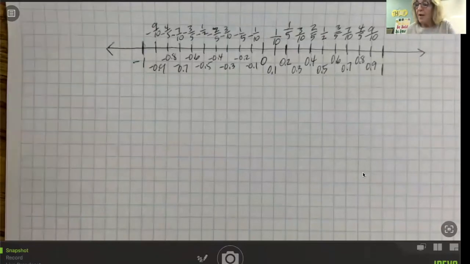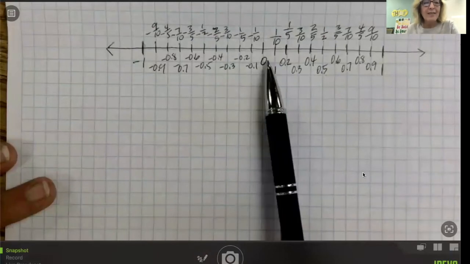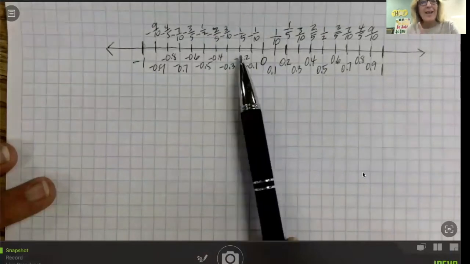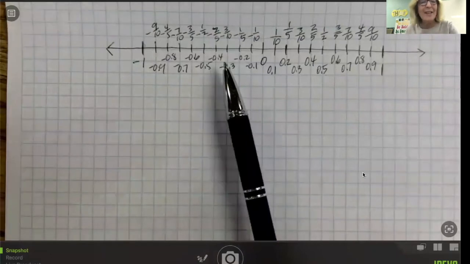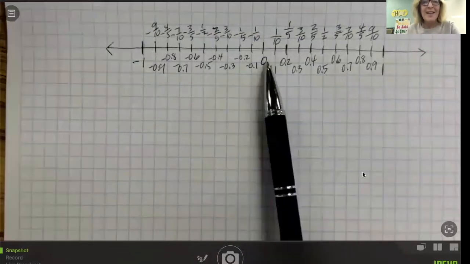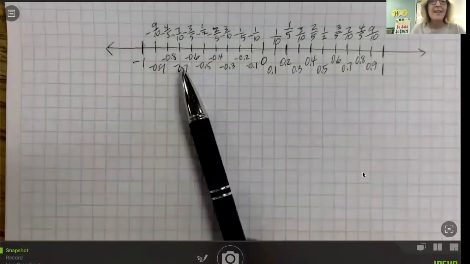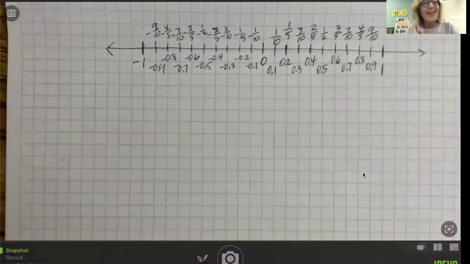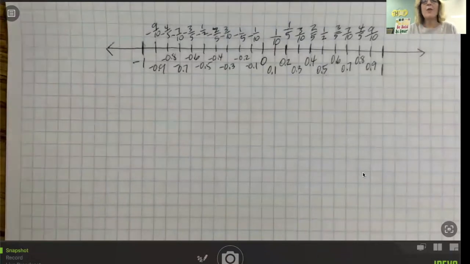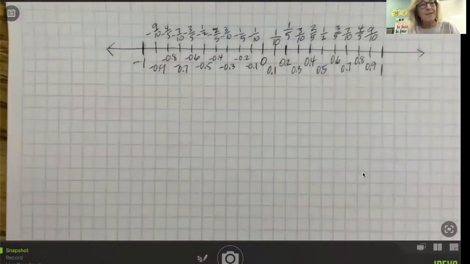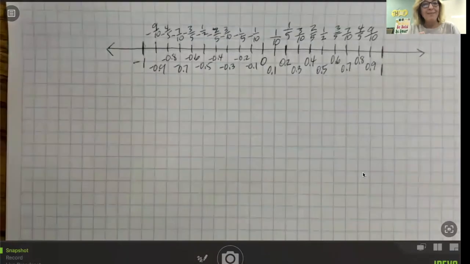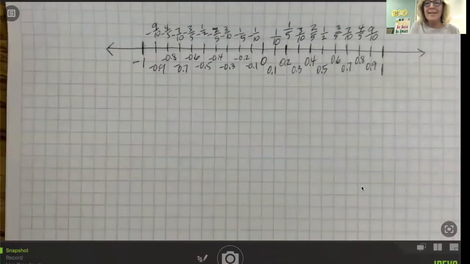So when we're going backwards, we're counting -1/10, -2/10, -3/10, but that's now going greatest to least. So just like with integers, it is the opposite of what you find on the positive side of the number line. Okay? Hope that makes some sense.